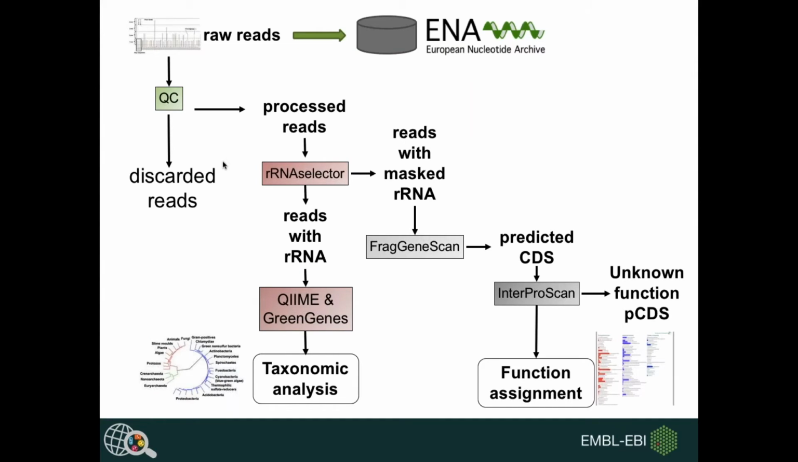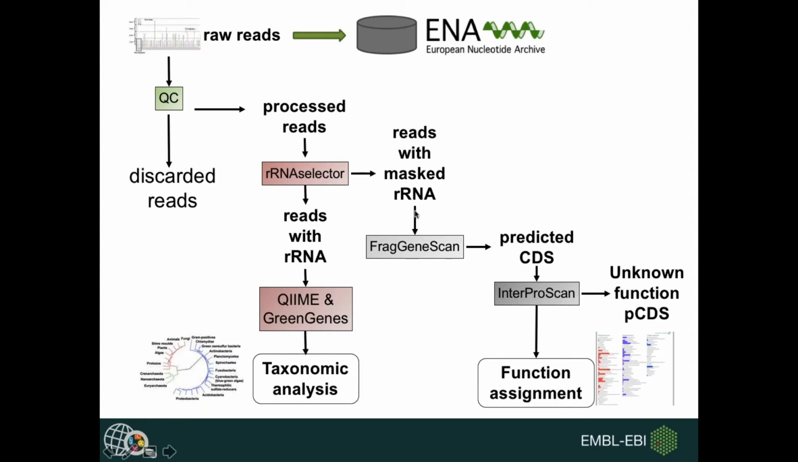What happens once we get it? Well, as I mentioned, the raw reads go into the European Nucleotide Archive. We then take them out. We perform quality control, so we have some metrics to do with sequence length and sequence quality. Any that fail this are discarded. The rest, we take the processed reads, and we run rRNA selector to pull out the reads with rRNA. The 16S reads, so the prokaryotic section, we annotate with QIIME and Greengenes to produce taxonomic analyses. We don't give you eukaryotic taxonomy yet, but that's something that's coming soon.